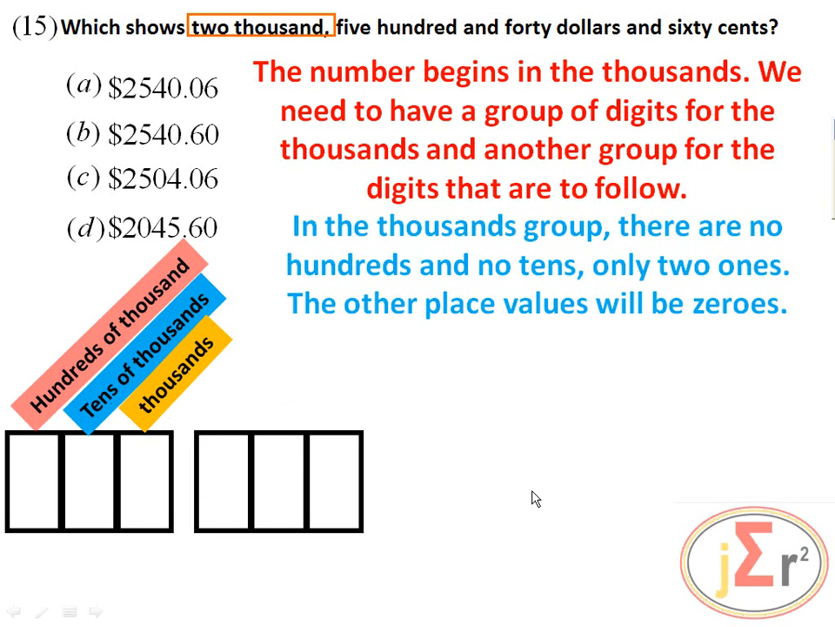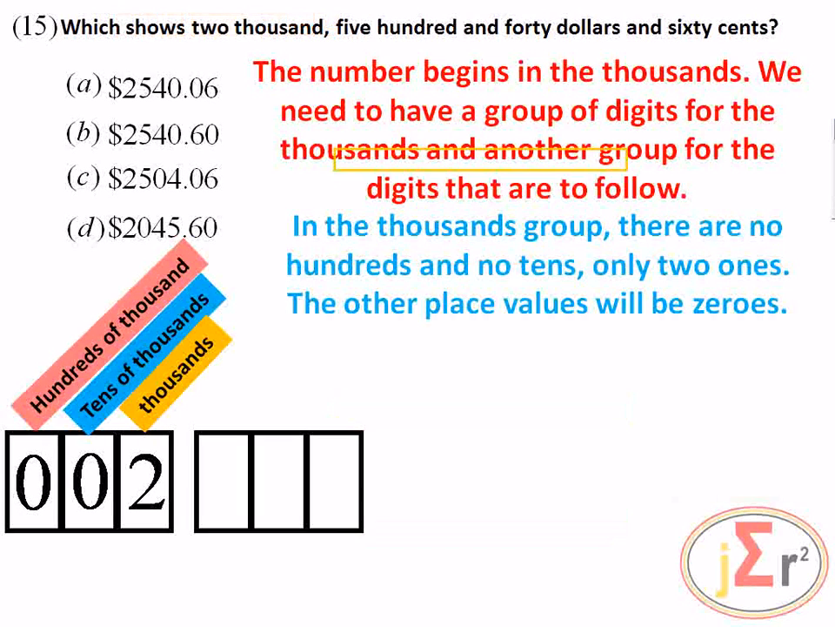In the thousands group, there are no hundreds and no ones. Let's go again. No hundreds and no tens. Right, we only have 2,000. So there we do not have any hundred of thousands, and we do not have any tens of thousands. Only 2 ones. The other place values will be zeros.